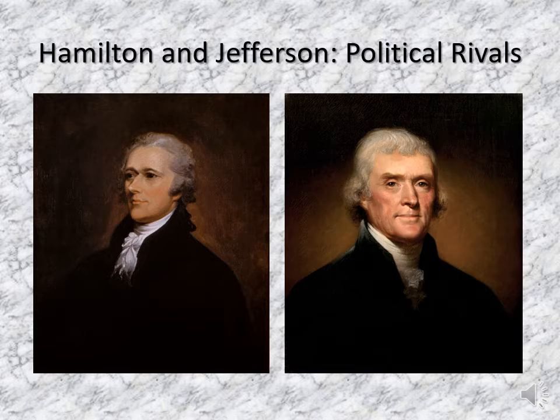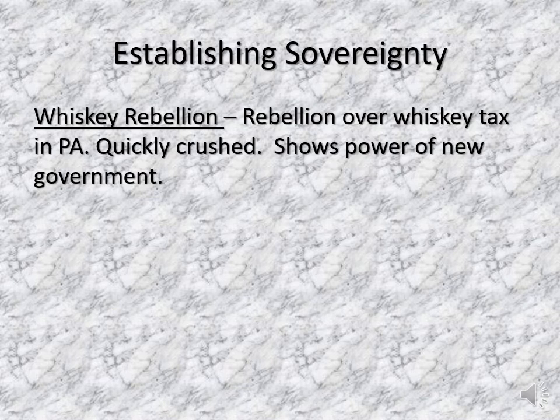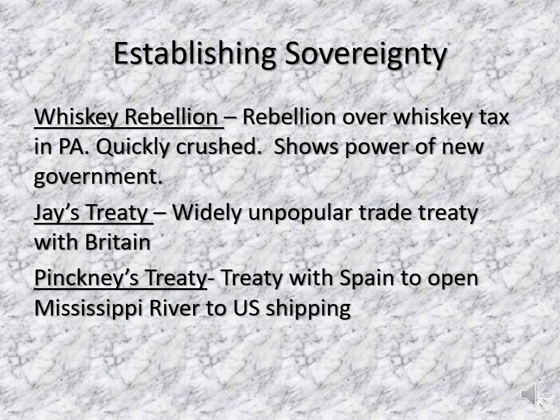And here you have Alexander Hamilton on the left and Thomas Jefferson on the right. So, establishing sovereignty. A few things were happening at this time in the country. A big event that happened was called the Whiskey Rebellion. This was a rebellion over, obviously, a whiskey tax in Pennsylvania.